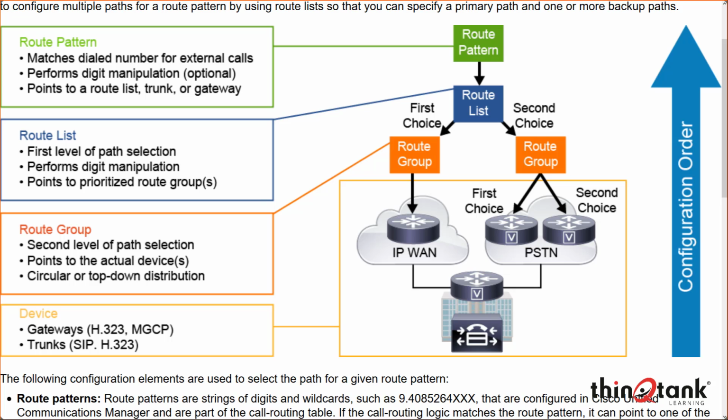I always recommend, and Cisco recommends as well, even if you only have one gateway or one trunk, create the structure. Put it in a route group, put it in a route list, and then always reference the route list, because that's what gives you the flexibility later on of adding other route groups or adding other devices. I see too often that somebody will get lazy and say, we only have one SIP trunk, so I'm just going to point all my patterns to the SIP trunk.